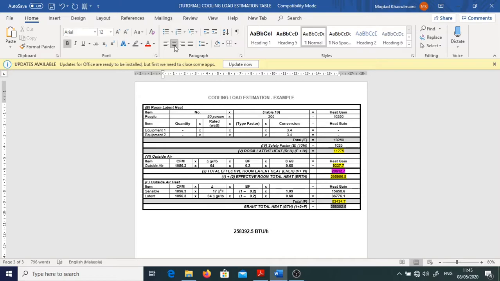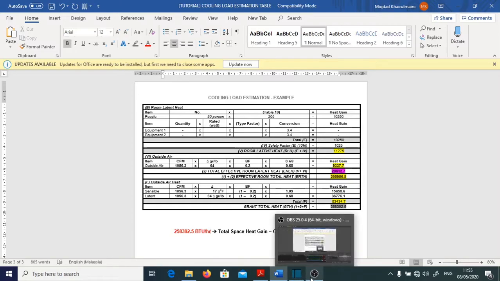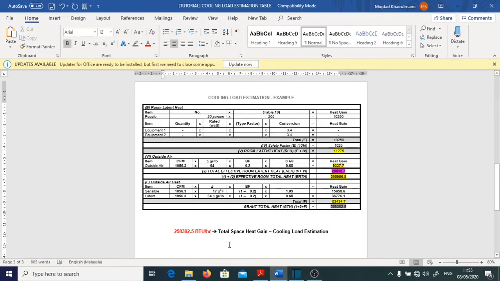So this is our total space heat gain or grand total heat, which is also our cooling load estimation. This value we will refer to the manufacturer's catalog. Maybe Daikin, maybe Samsung, maybe Carrier, any manufacturer company which can provide air conditioning systems, we will look at their catalog. Based on this number, we will choose the most suitable air conditioning equipment for our office. So that is all for this example.